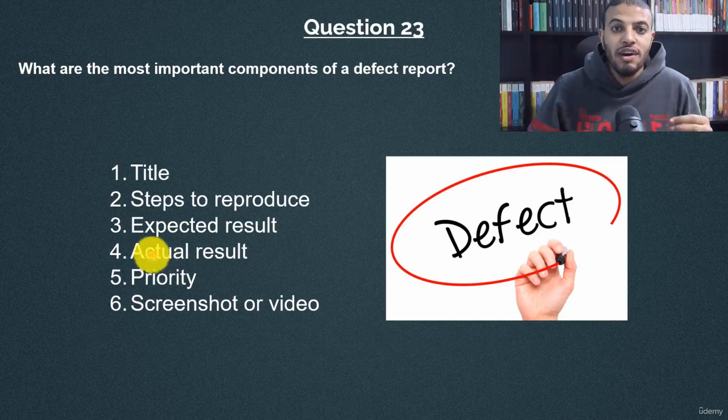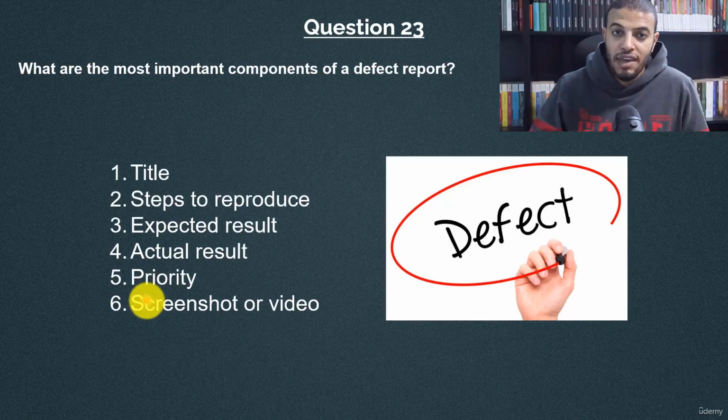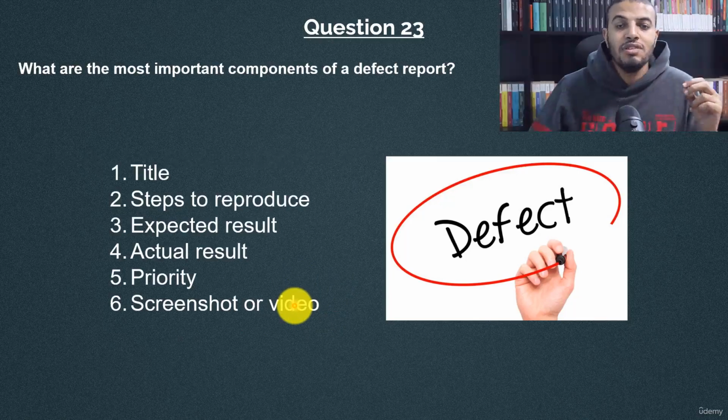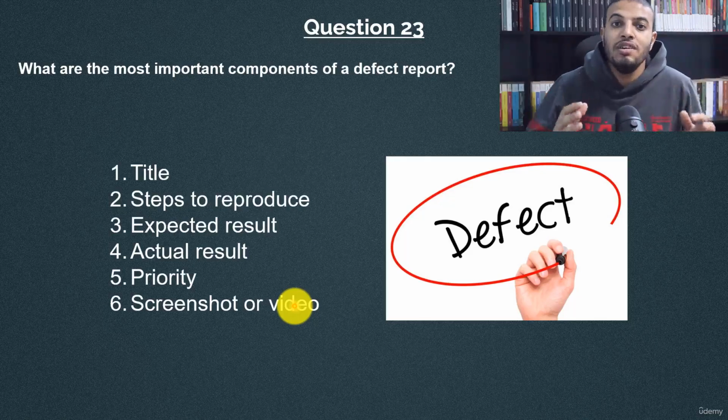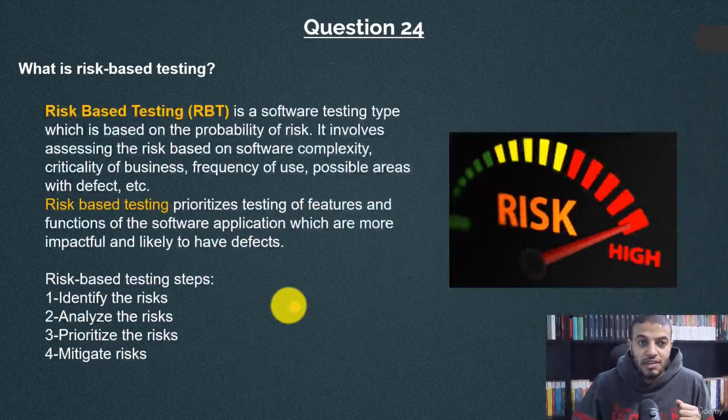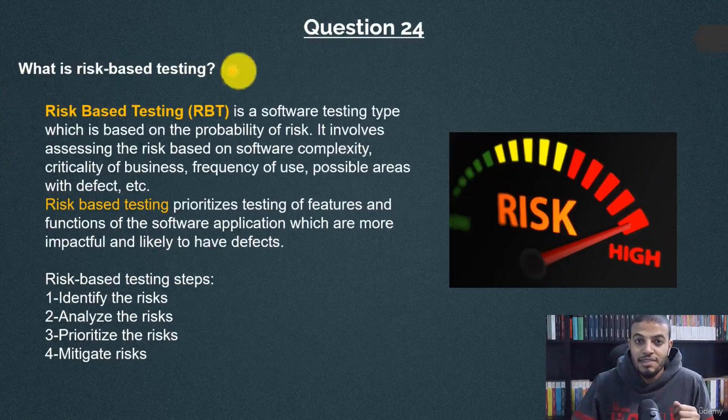You also need to provide the priority of the defect, is it high priority, medium or low, and you need to provide a proof, okay, something that proves that this defect happened with you. And this thing can be a screenshot, okay, and it can be also a video. So like we said, the defect report includes more than those fields, but those are the most important fields that you cannot write a good defect report without providing them.